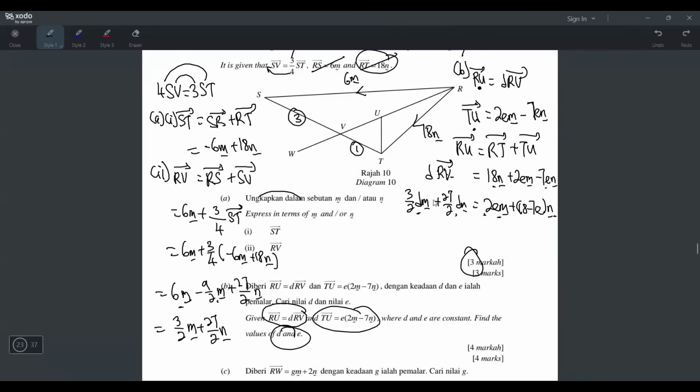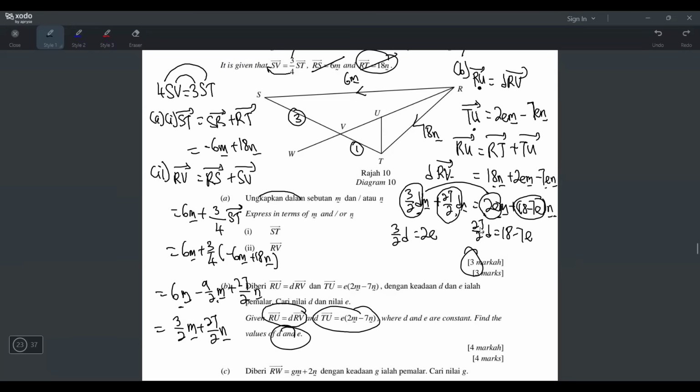Okay, now we can compare. Take out the M coefficient on both sides and then just compare them together. So 3 over 2D equals 2E. And then take out the N coefficient and then compare with the other one. So it becomes 27 over 2D equals 18 minus 7E. Okay, both these equations have two unknowns. So I think you have to do simultaneous.